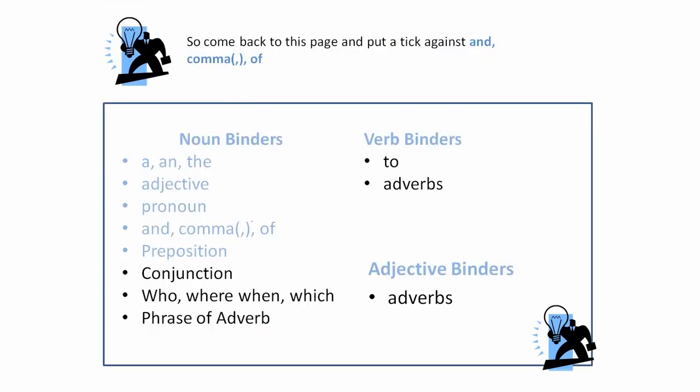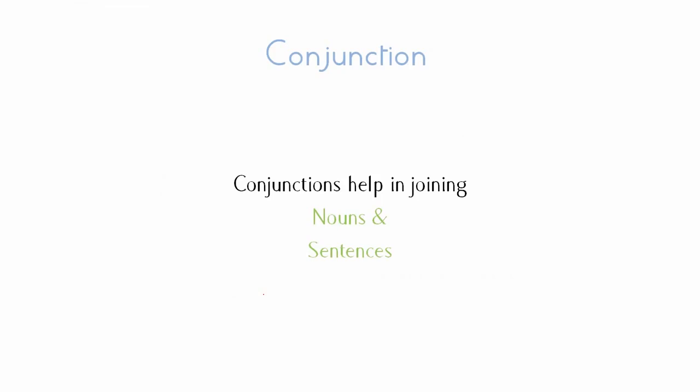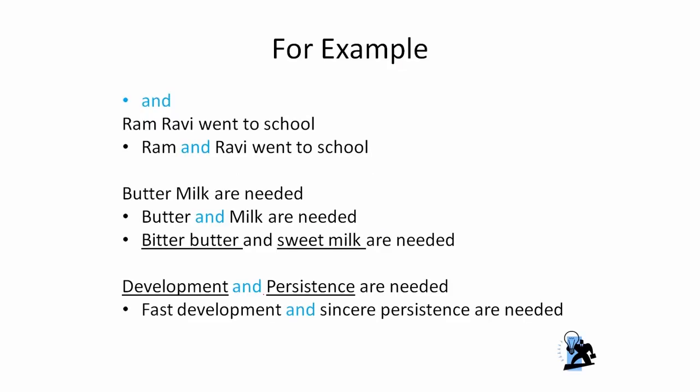I'm adding preposition under noun binders, since that's a new noun binder that we have learnt. Okay, so we're just left with three more noun binders to be learnt. So let's go to conjunction. So we already know that conjunctions help in joining two nouns or two sentences. That's what a conjunction does, right? So it's very clear that conjunction already is joining two nouns. So whenever you get a conjunction, it means you already have two nouns there. Like for example, the conjunction and. Now I have two nouns, Ram and Ravi.